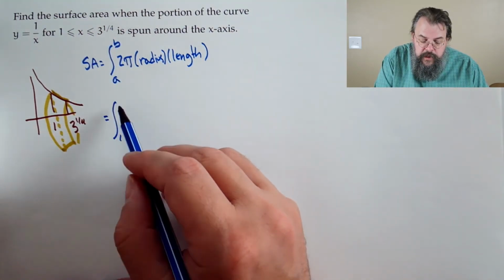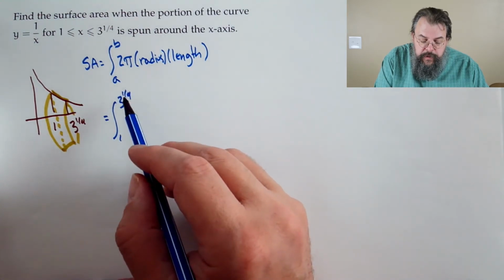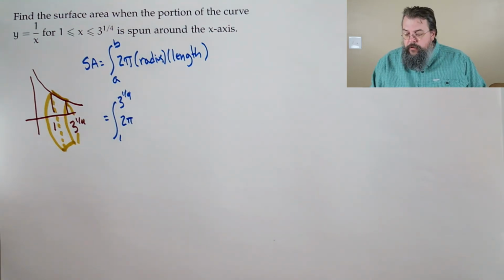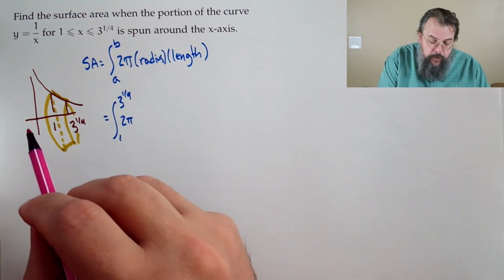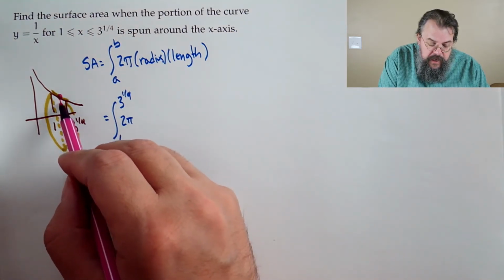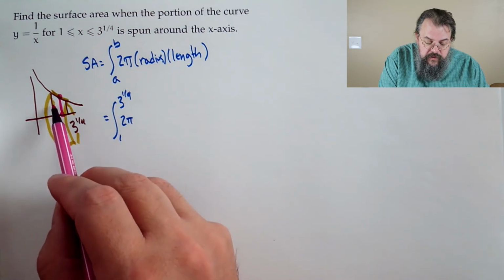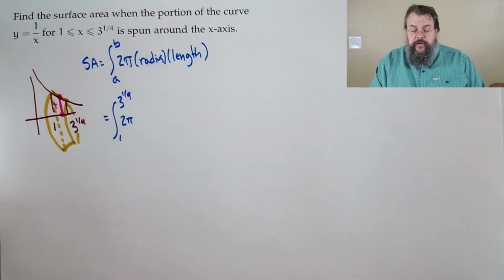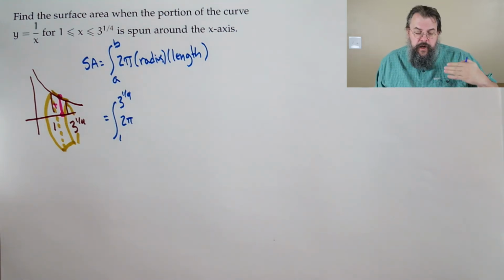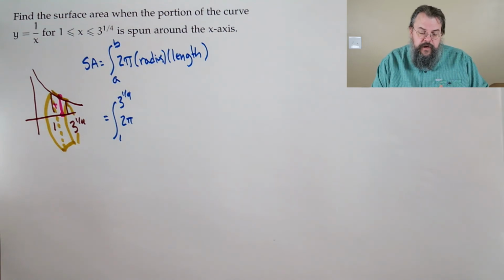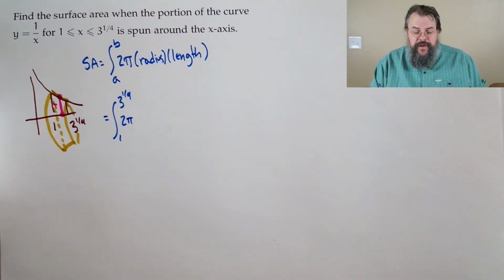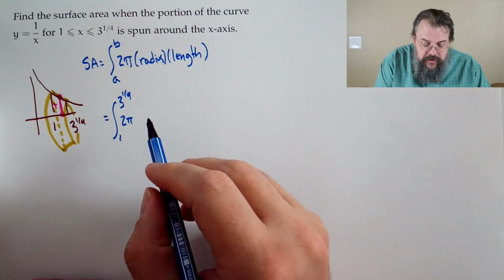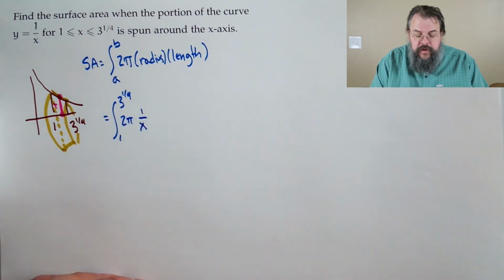Okay, so 1, 3 to the 1/4. 2 pi is 2 pi. The radius, what is that going to be? Well, in terms of the picture, it's how far we spin, because we're going around the x-axis. So this is the radius. It's from the x-axis up to the curve 1 over x. And we're going to probably write everything in terms of x. I should have said that before we started. Because we're given in terms of x, right? Our bounds are given in terms of x, so we'll stay in terms of x. So our radius, well, 1 over x.